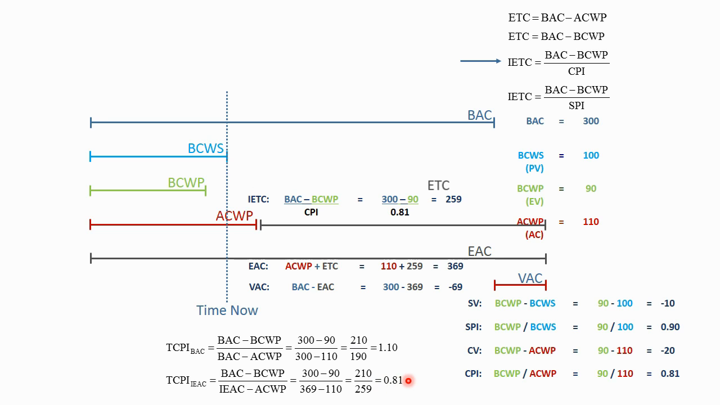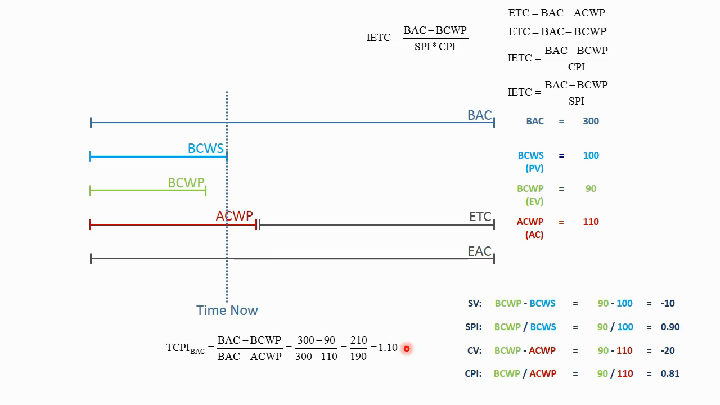So in this case, if the performance in, say, the next month was 1.0, that means that the project's going to underrun to this new plan. And if the performance was 0.7, that means that the project's going to overrun to this plan. So you use 0.81 as the target CPI going forward. All right, so that accounted for cost.